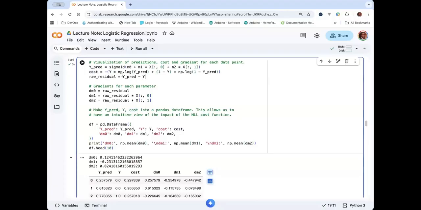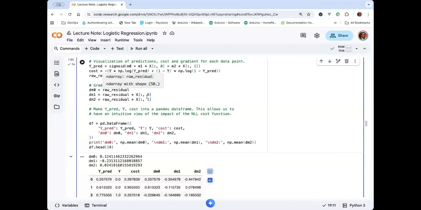Then we subtract y from the predicted y, okay? That is what we call a residual. There are different kinds of residual, but what we call the raw residual is basically just the difference between the predicted value and the actual value. That distance between predicted value and actual value is a measure of your cost, so it is called the raw residual.